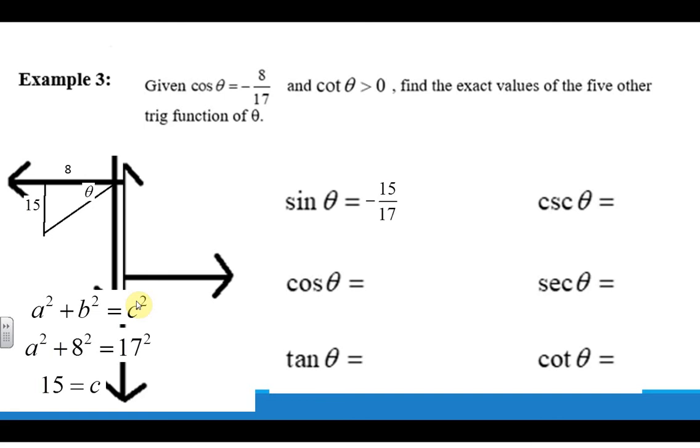Sine is opposite over hypotenuse, so that's why you're getting negative 15 over 17. Flip it, 17 over 15. Cosine is already there. Flip it. Tangent is y over x, so 15 over 8. Flip it for cotangent. And that's all there is to it.